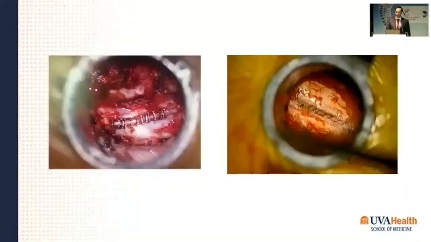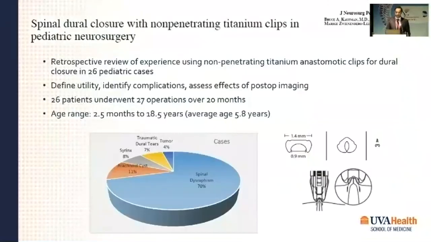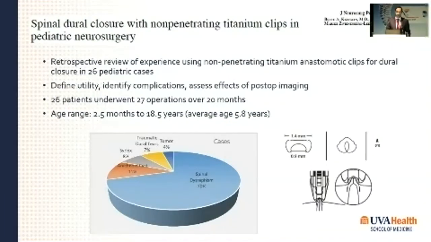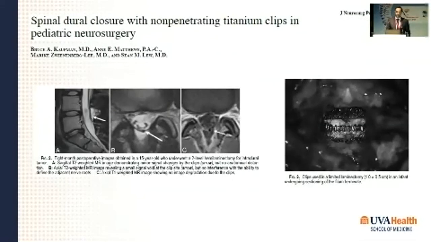This is just a comparison. The first time I used it was in fellowship, and there was a paper published in 2010 by a group in Wisconsin, detailing their use of AnastaClips. 26 patients who underwent 27 operations for spinal dysraphism, syrinxes, dural tears. Again, good results with no leaks. Postoperative images, if you need to follow for tumors or other cases, show very little artifact.